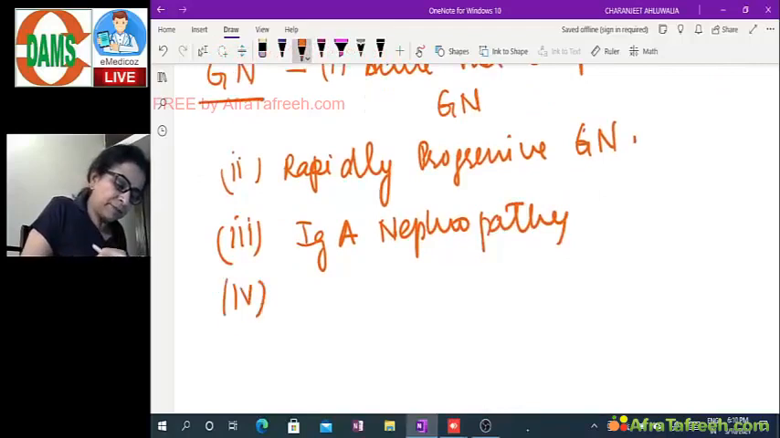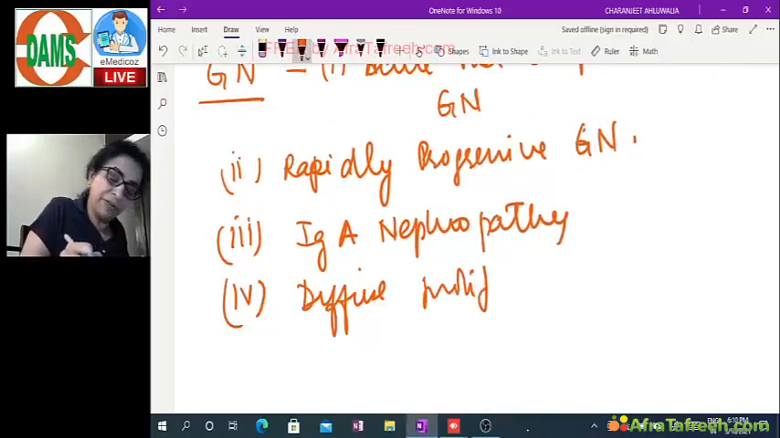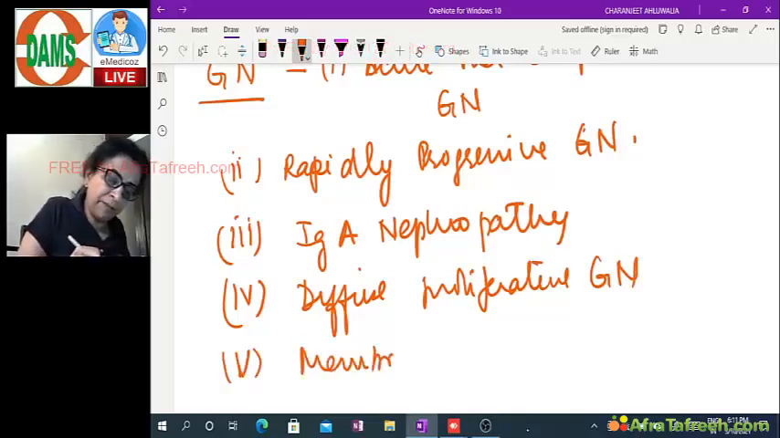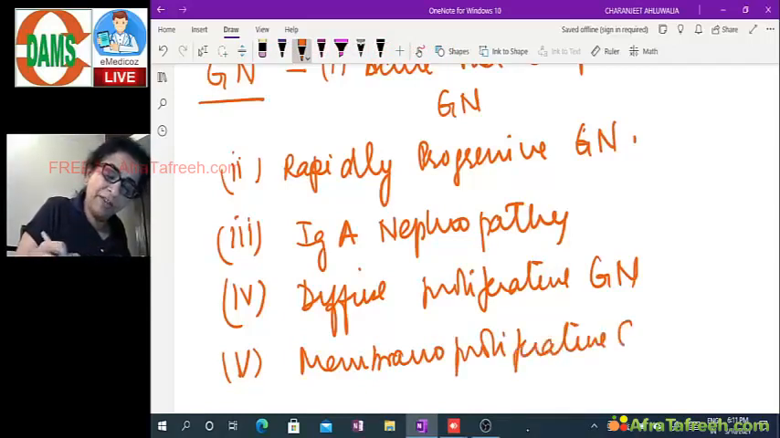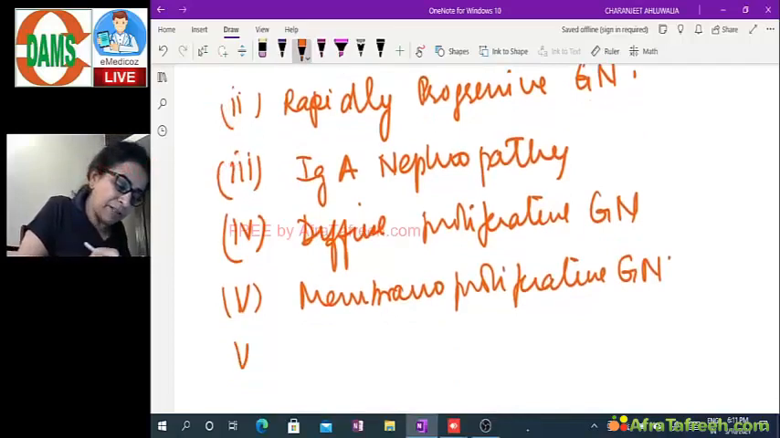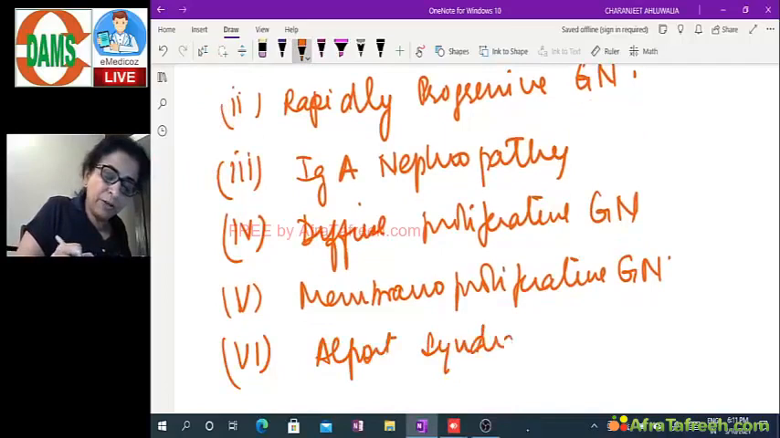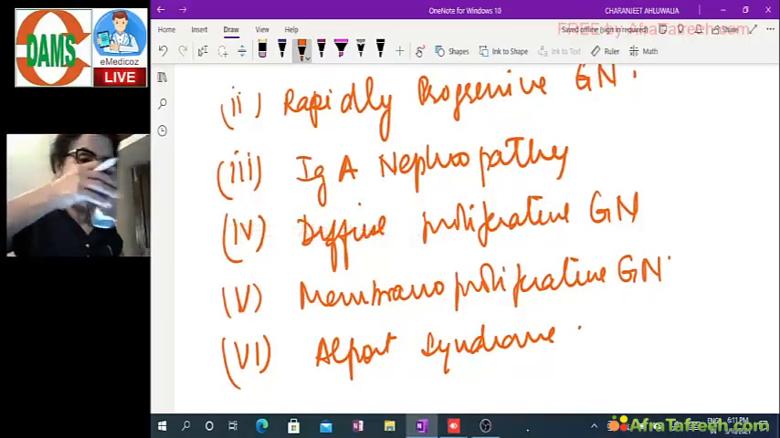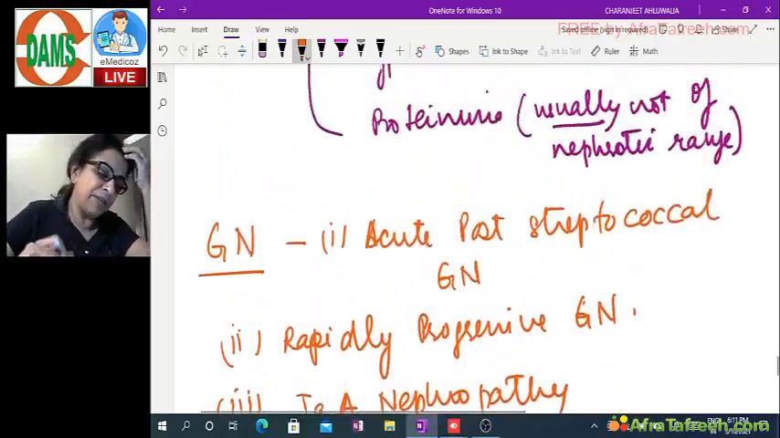Fourth is diffuse proliferative glomerulonephritis. Fifth is membranoproliferative glomerulonephritis. And sixth is Alport syndrome. So now let us see the glomerulonephritis that present with nephritic syndrome.